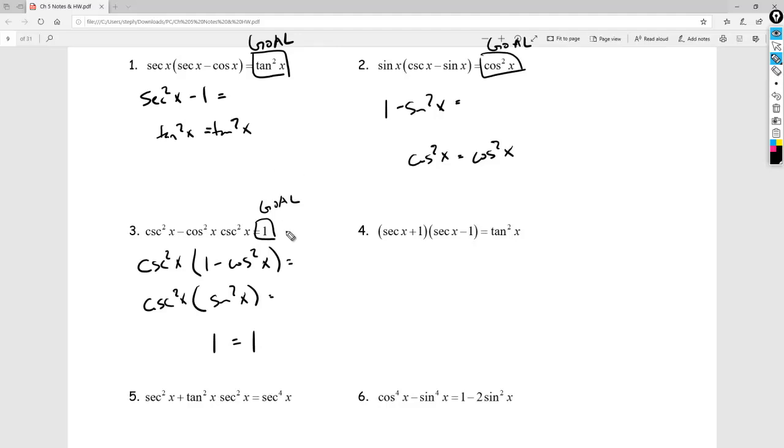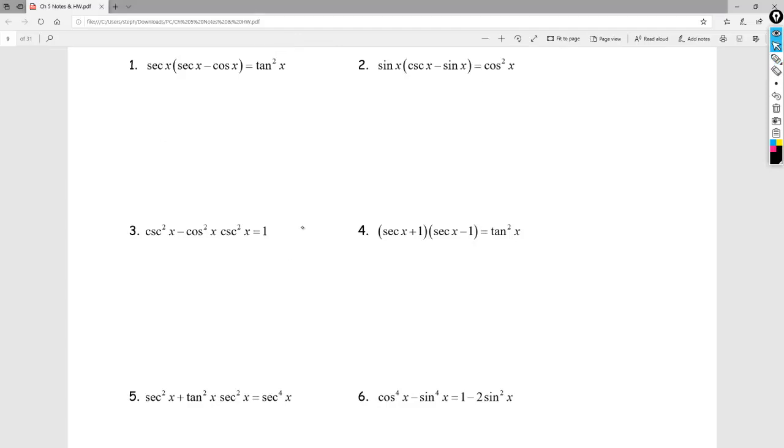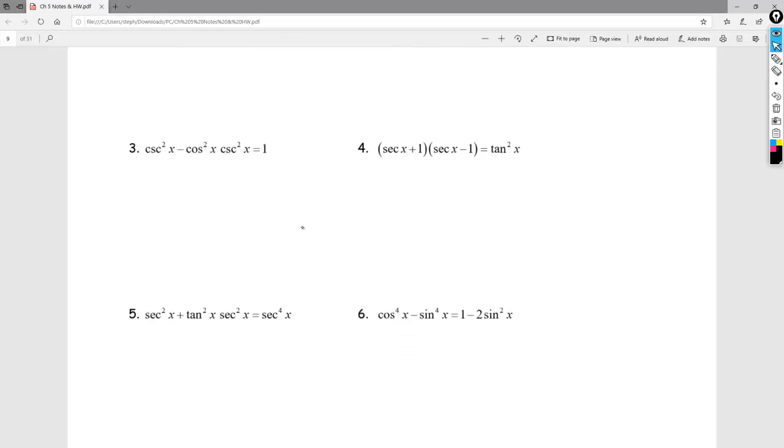Alright, so those are some of the things that we're looking for. Go ahead and try the rest of this just to get some practice with these problems.